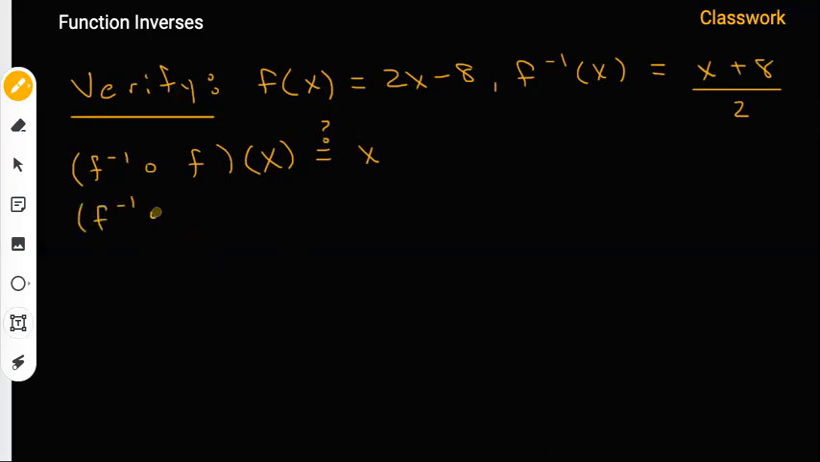Now, when we compose these two functions, what's going to happen is I'm going to write out f negative 1 first, and then I'm going to write f next. That's going to be inside the parentheses. So now what I'm doing is I'm evaluating f inverse at f.